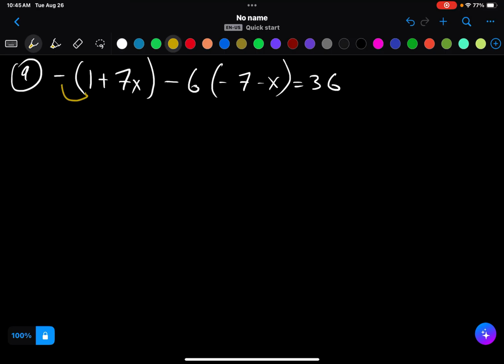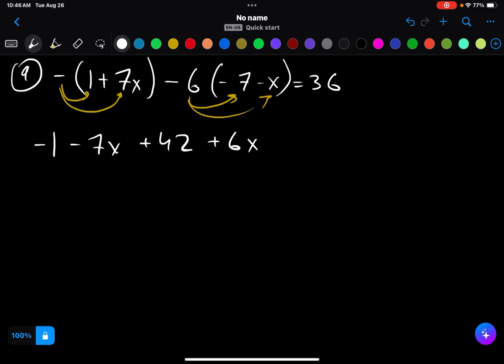So you open up both parentheses. Here you distribute the negative, and here you distribute the negative 6. So you're going to have negative 1 minus 7x, and here you're going to have negative 6 times negative 7. That is going to be a positive 42, and negative 6 times negative x, that's going to be a positive 6x. I'm skipping a step here. It's extra credit. All right, then combine your like terms.